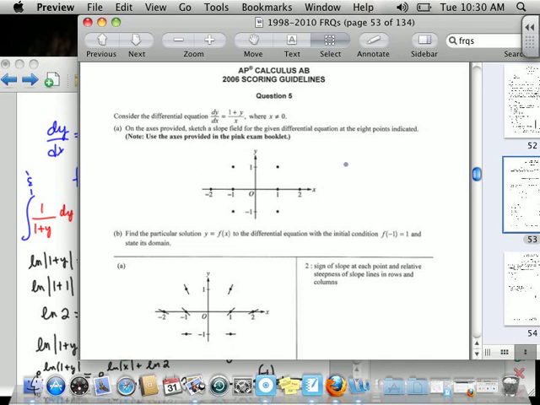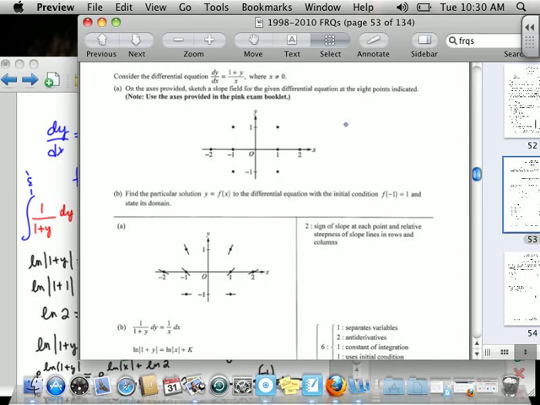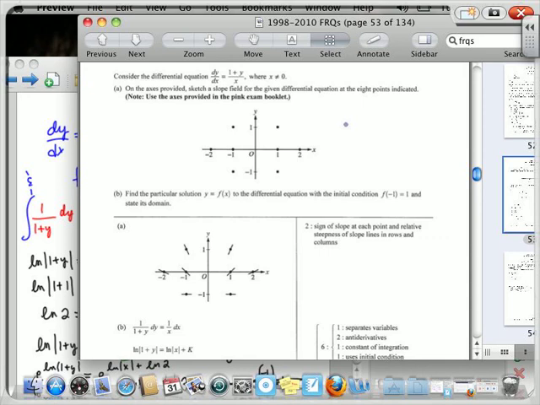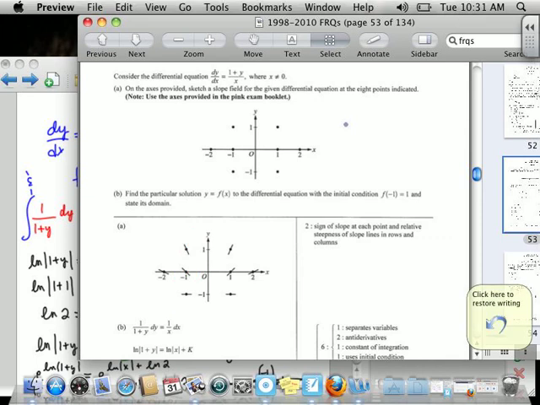So this was from 2006. And the first part said draw the slope field. So see how we have the same slope field? We had that picture. You got 2 points for that. And what they're checking for is the sign of the slope at each point, so that it was positive or negative, and the steepness of the slope in rows and columns. So just that this one is steeper than this one, which is steeper than that one. Kind of what they're saying, okay?